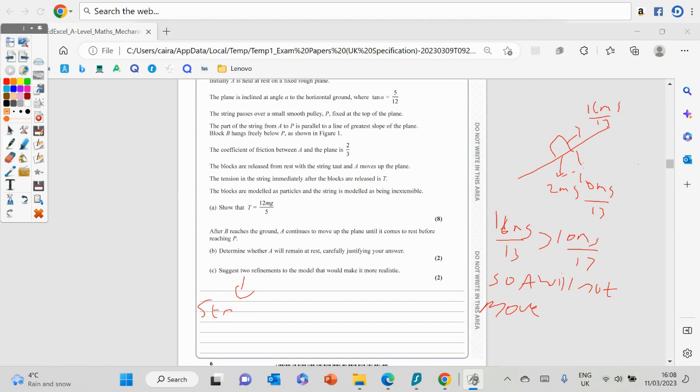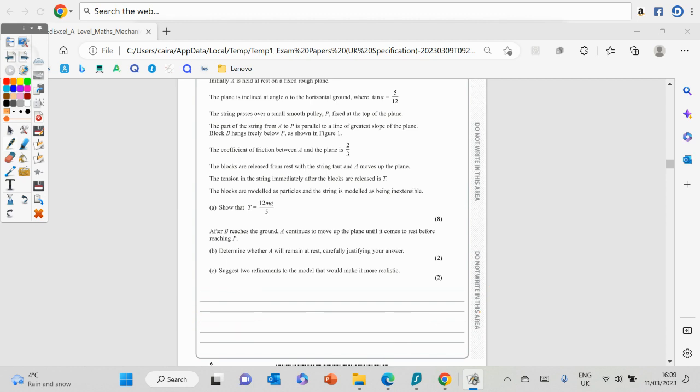So if the string was extensible, I would also make sure that I include some friction on that pulley. Because if we include friction on the pulley, it makes this a lot easier, doesn't it? Well, say it makes it easier. It doesn't make it easier for us, but it makes it easier for considering it in real life.